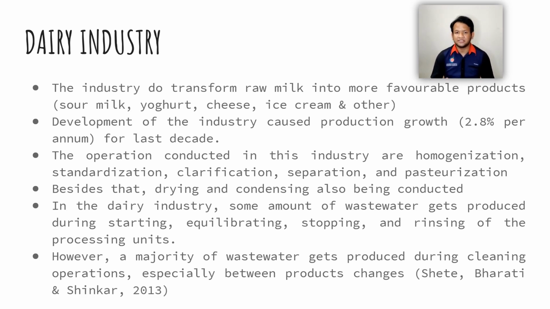per annum. The operations done in this industry to produce the products include homogenization, standardization, clarification, and pasteurization. Drying and condensing processes are also done to remove the liquid content of the product. This industry discharges wastewater from three sources, of which the minority comes from the production process during starting, equilibrating, stopping, and rinsing the equipment. Meanwhile, the majority of the wastewater is produced during cleaning operations before starting a new batch or changing the product.